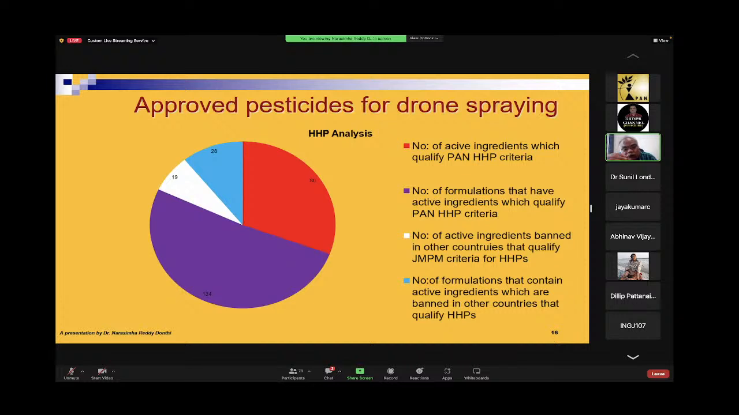So 134 and 80, I think together these almost 200 plus are very highly hazardous pesticides that have been identified for drone-based spraying. And you can see 19 pesticide active ingredients which were banned in other countries are also approved. And 28 formulations which are banned in other countries are also approved.